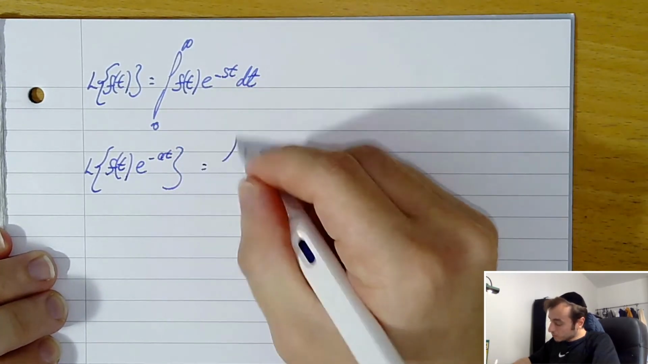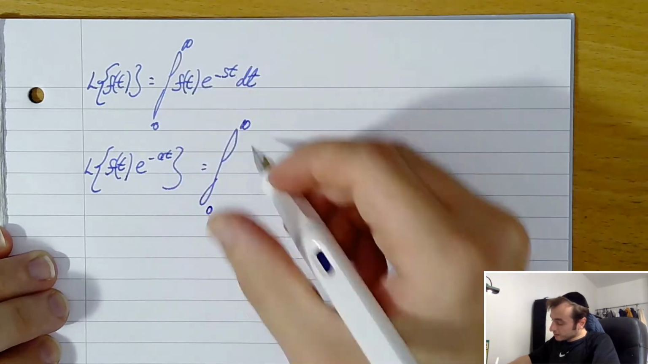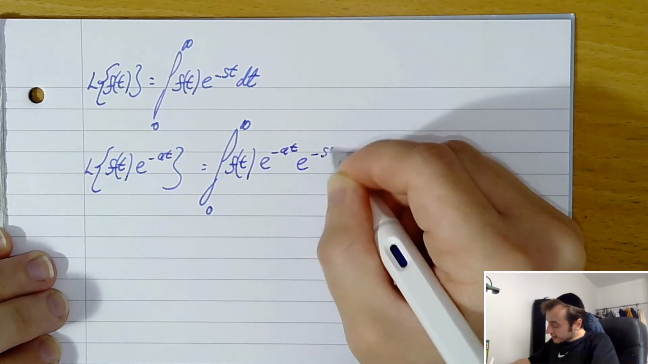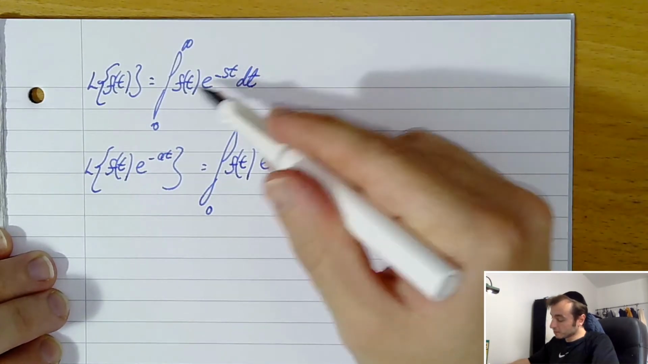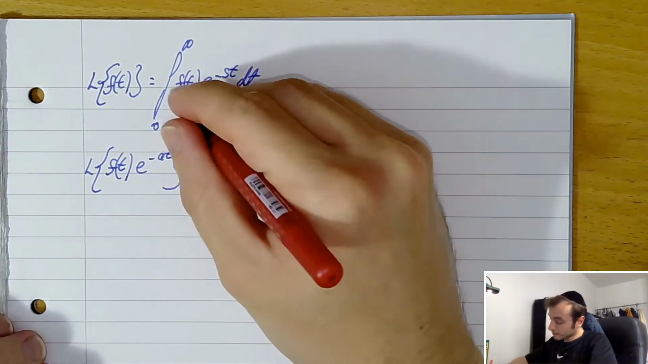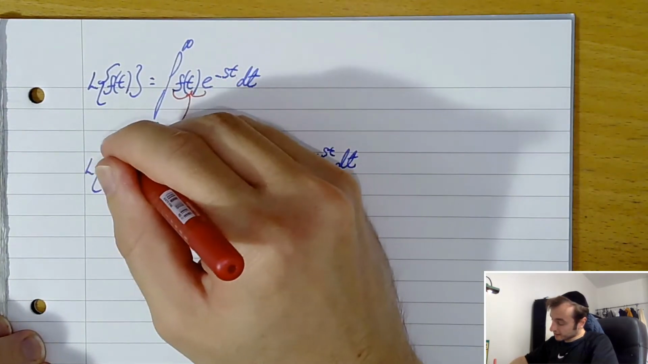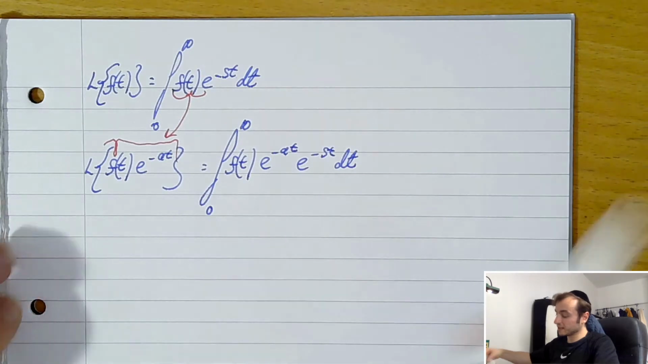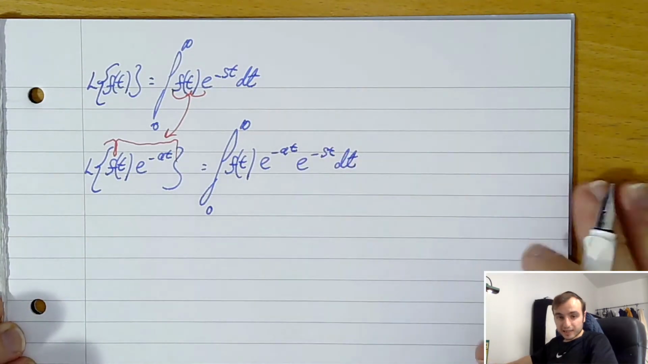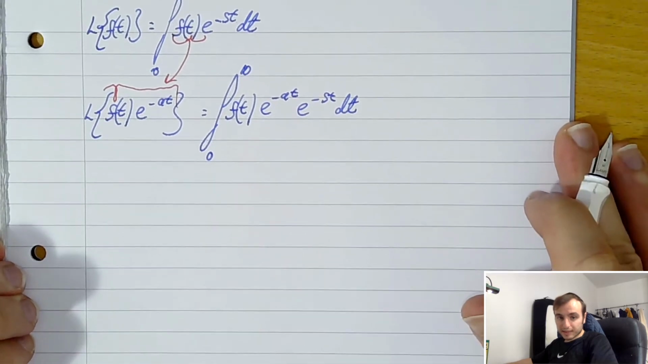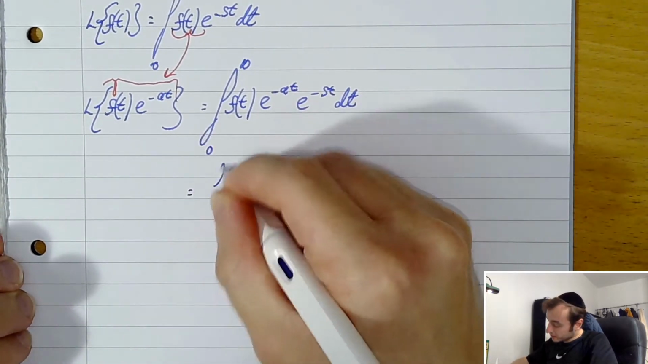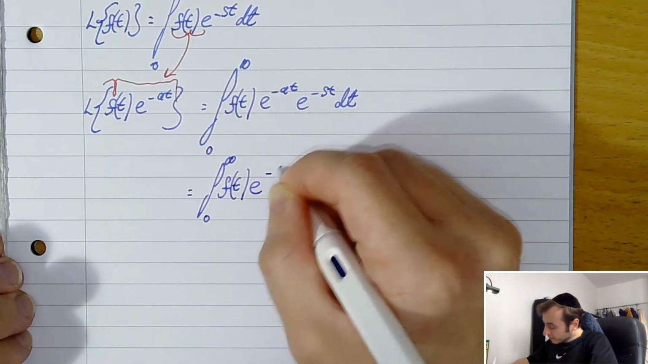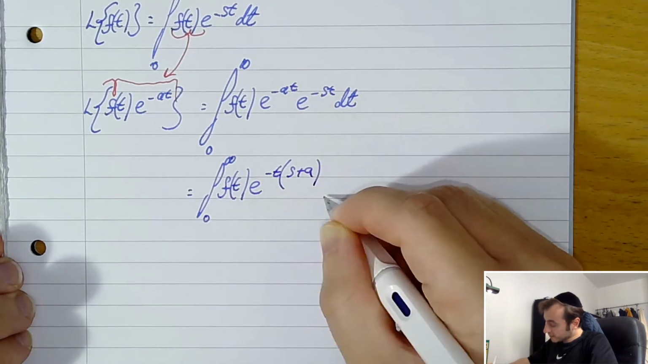Well, let's just make the substitution. That should be f of t e to the minus at, e to the minus st dt. I'm just replacing f of t here with everything inside these brackets. So it's f of t e to the minus at, if we want to know what the Laplace transform of f of t e to the minus at is. So let's simplify this. That would just work out to be f of t e to the minus t times s plus a dt.